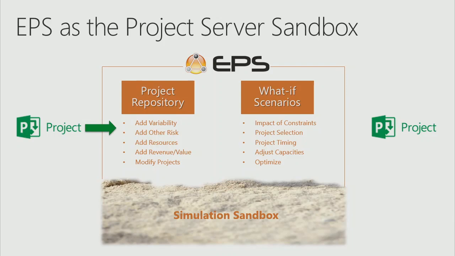If it's this kind of a project with these kinds of custom fields or attributes, then we need these kinds of resources. It's a great place in the sandbox to add resources according to rules. We can add revenues or values, and like I said, we can modify those projects if we need to. Then, once we have all these projects in a repository, we can do what-ifs. We can start seeing any number of what-ifs. And I'm going to go into these in one more slide, and then I'll turn it over to David here.